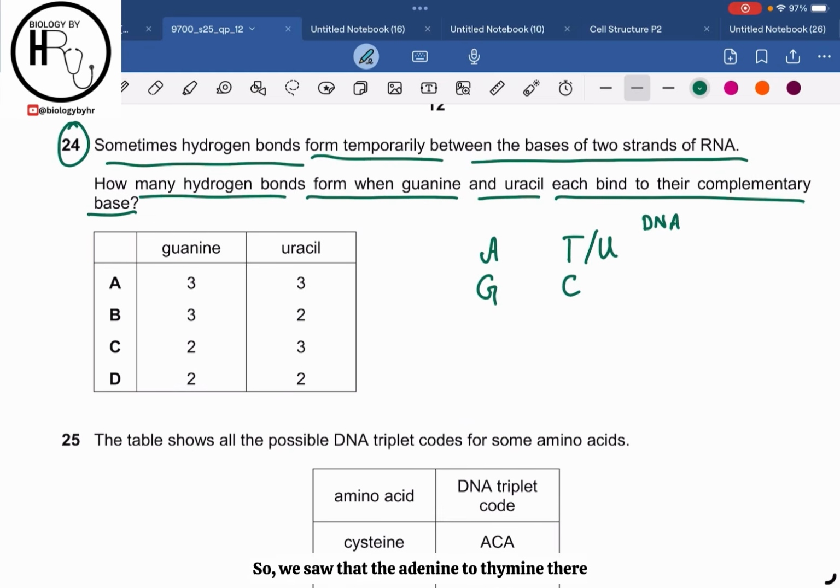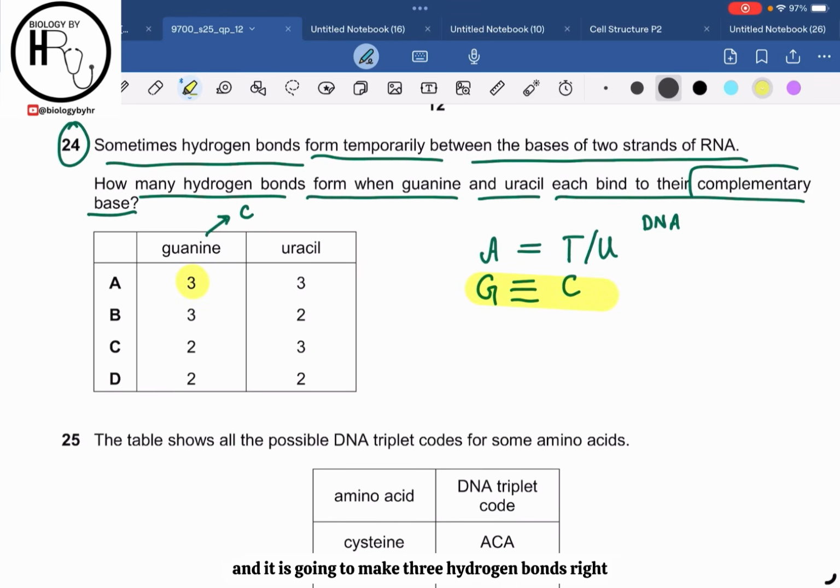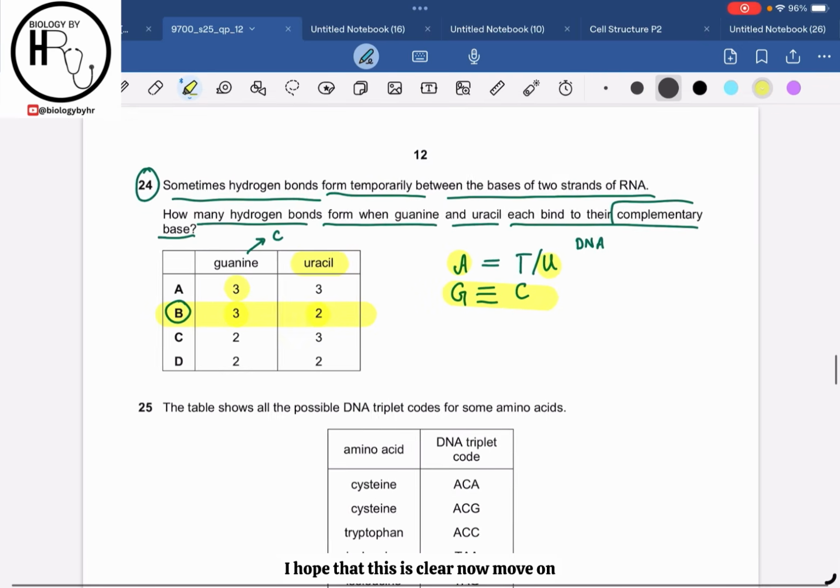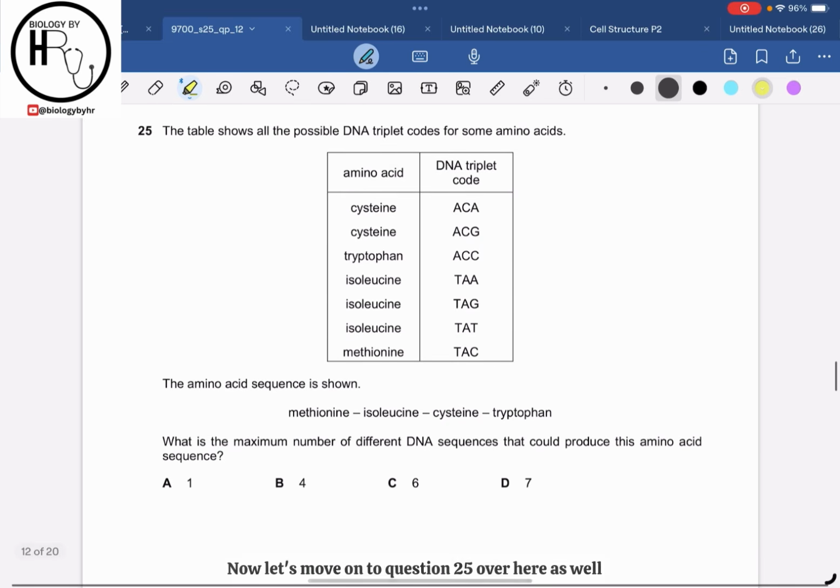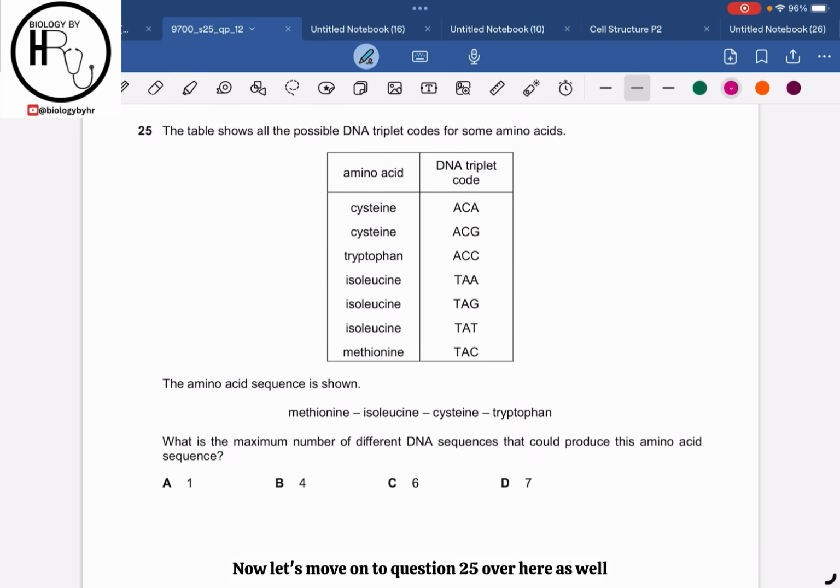So we saw that adenine to thymine there are 2 hydrogen bonds, and guanine to cytosine there are 3 hydrogen bonds. Now they are saying that when they bind to their complementary bases, guanine is going to bind with the cytosine and make 3 hydrogen bonds, and the uracil is going to bind with the adenine and make 2 hydrogen bonds. Hence the correct answer here would be option B. I hope that this is clear. Now let's move on to question 25.